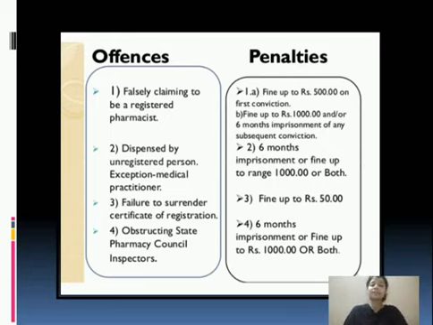Secondly, if a person is seen to dispense any particular drug product by an unregistered person, except a medical practitioner, then the person is liable for imprisonment of 6 months or a fine up to 1000 rupees or both. If a person fails to show the certificate of his registration, then he is liable for a fine up to rupees 50. And if a person is seen obstructing the state pharmacy council inspectors, then the person is liable for imprisonment of 6 months or a fine of rupees 1000 or both of these, right?